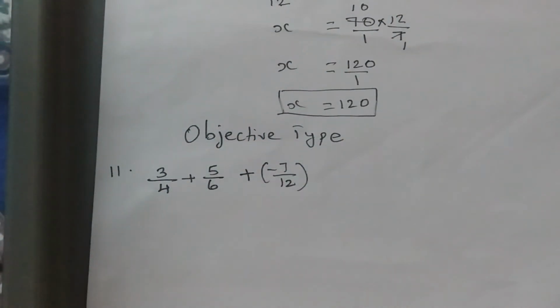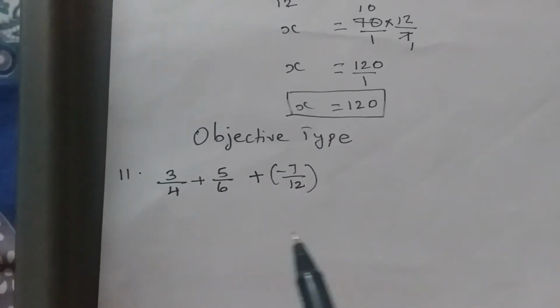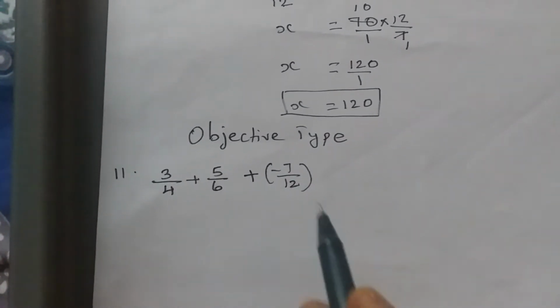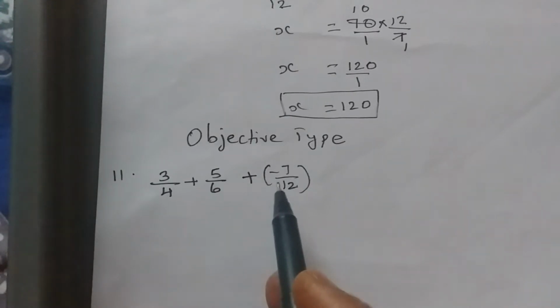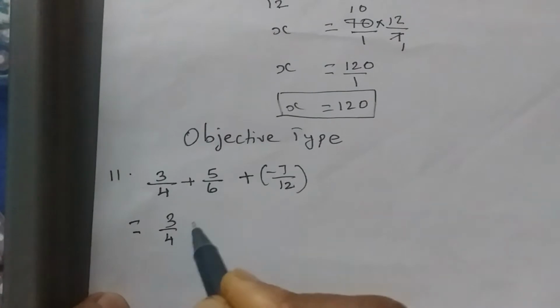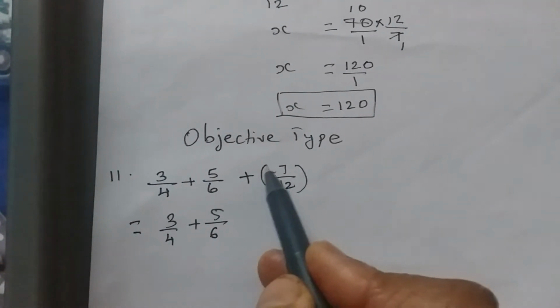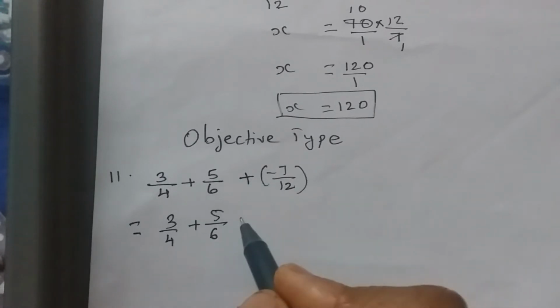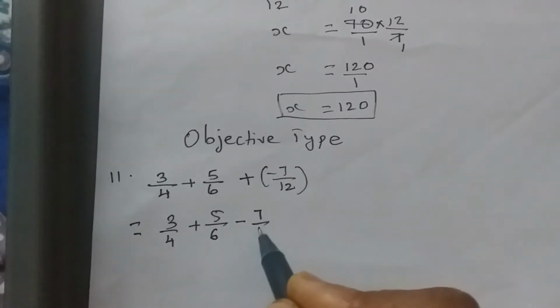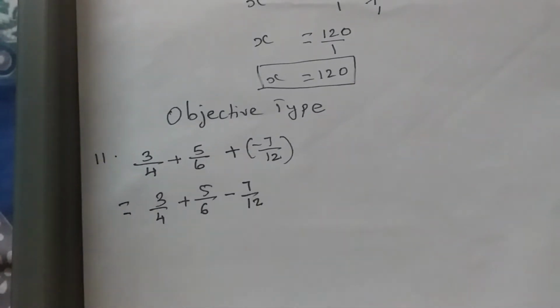So we'll take the question 3 by 4 plus 5 by 6 plus minus 7 by 12. So what has to be done first? First is the bracket. We have to remove the bracket. So what to do with other numbers? Write as it is. 3 by 4 plus 5 by 6. And how to remove the bracket? Yes, bracket means it's multiplication. Plus into minus, minus 7 by 12. So that's all, the bracket is removed. Now it is only addition and subtraction.